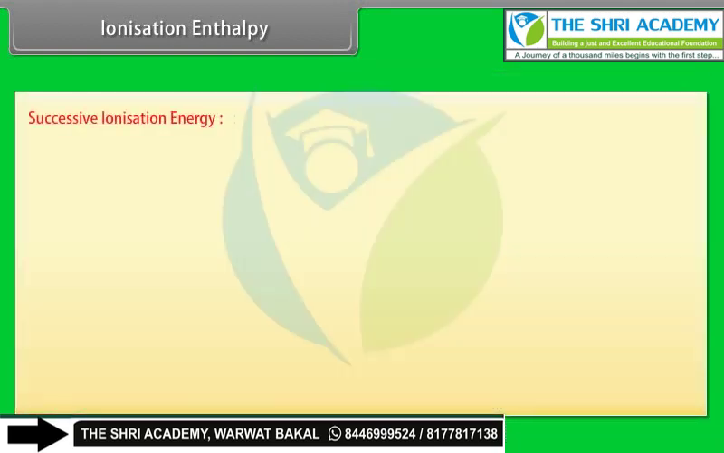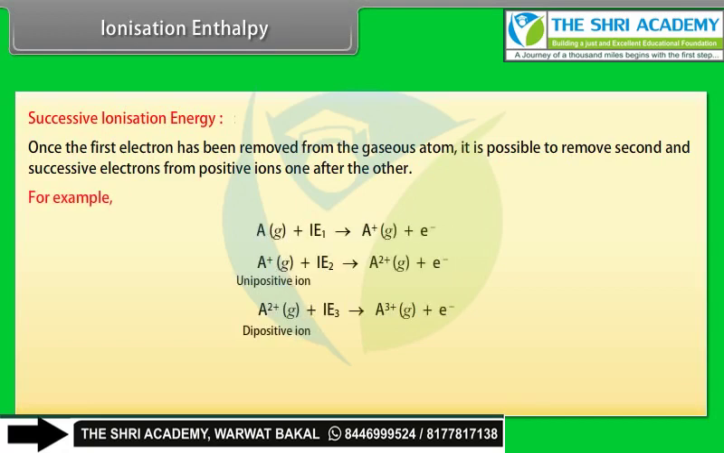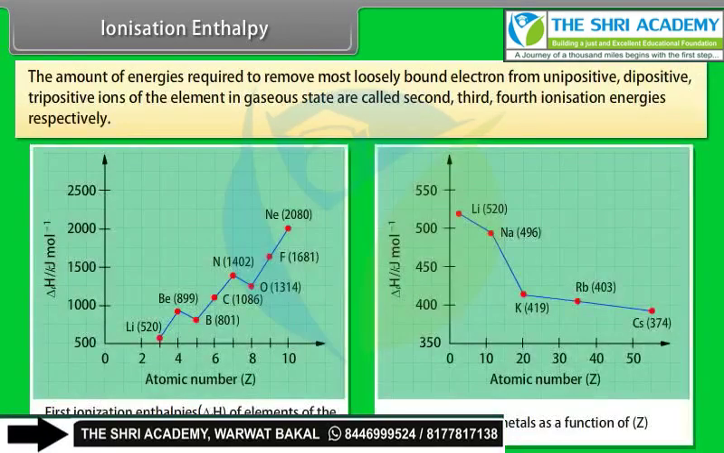Successive ionization energy. Once the first electron has been removed from the gaseous atom, it is possible to remove second and successive electrons from positive ions one after the other. For example, the amount of energy required to remove most loosely bound electrons from unipositive, dipositive, tripositive ions of the element in gaseous state are called second, third, fourth ionization energies respectively.